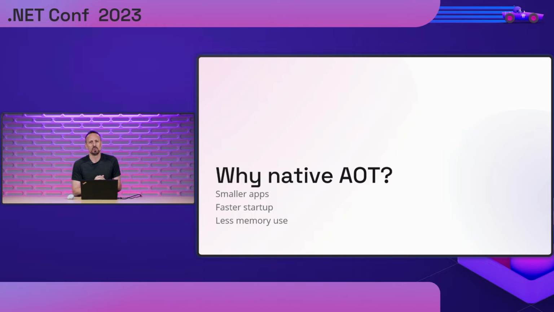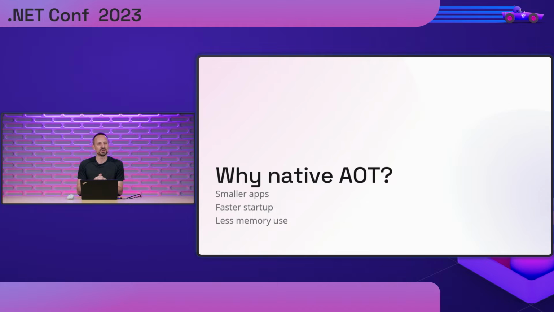So why native AOT? What is native AOT all about? Well, it's basically these three things. You want to get smaller apps, you want to get faster startup, and you want to use less memory. Why would you want to do those things? Well, for ASP.NET Core, at least for this release, the primary focus was around enabling more cloud-native type of scenarios.